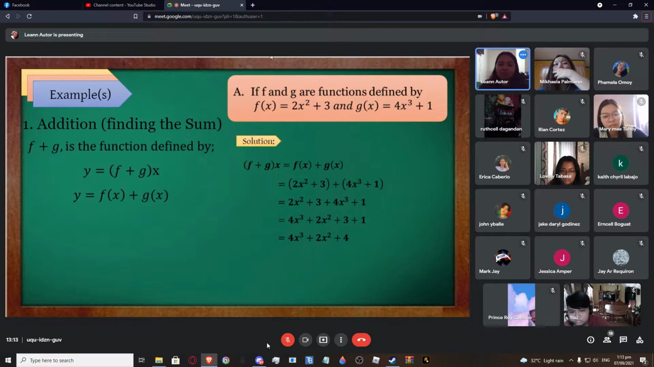All right. So here, class, all you need to do is copy. Okay, I'd like again to remind you that when writing or when solving for a function, you need to write the complete solution.